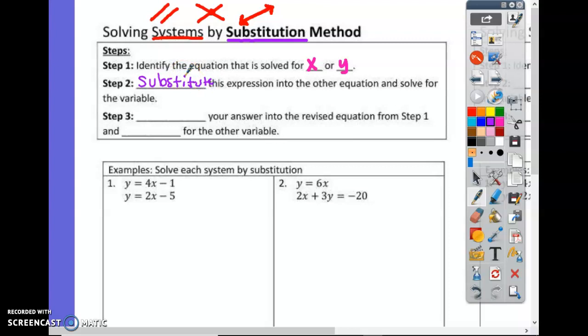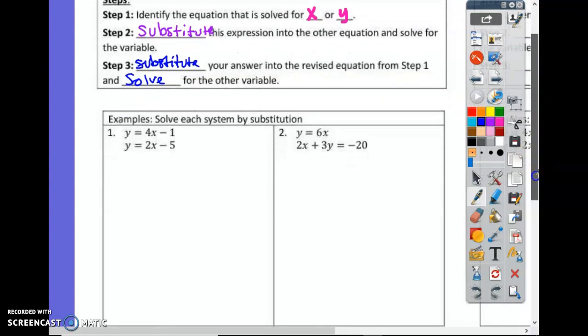Vamos a sustituir. Substitute. And step 3, substitute your answer into the revised equation from step 1 and solve for the other variable. Okay? So I'm going to walk you through these steps, and then we're going to do Delta Math. And I like Delta Math because if you didn't get it and you don't know how to do it, Delta Math shows you how to do it and refreshes your memory.